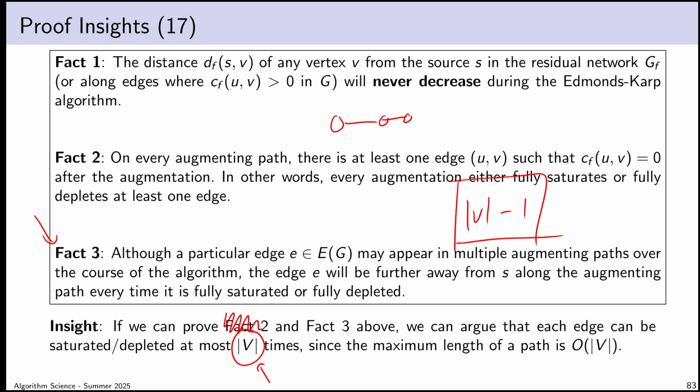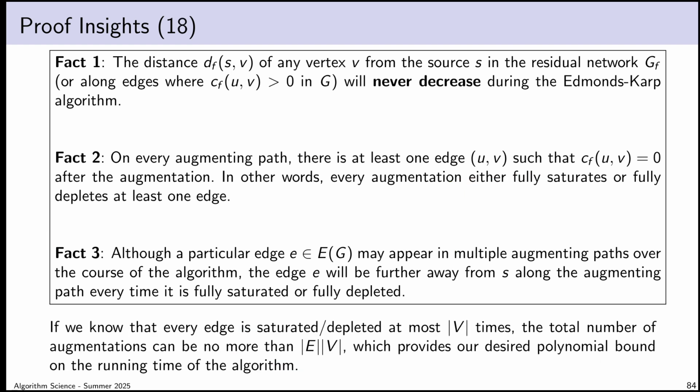Because if it has to get further away every time it's saturated or depleted, there's only so far it can get before you're out of options, before there's no way of pushing it any further away. So the maximum length of a path is the number of vertices, give or take, and so the maximum number of times I can saturate or deplete an edge is also that number. Now, if I know that every edge can be saturated or depleted at most this number of times, then the total number of augmentations actually has to be at most this, and that is where fact 2 comes in.